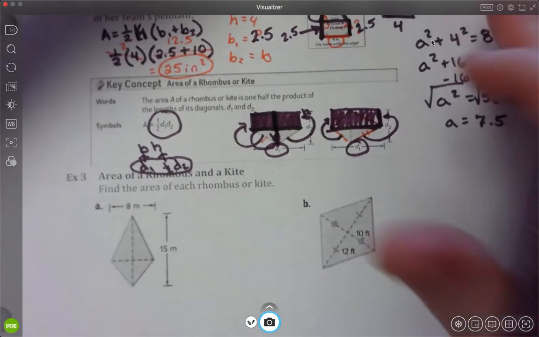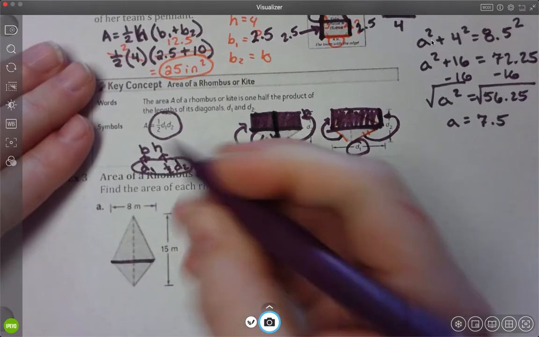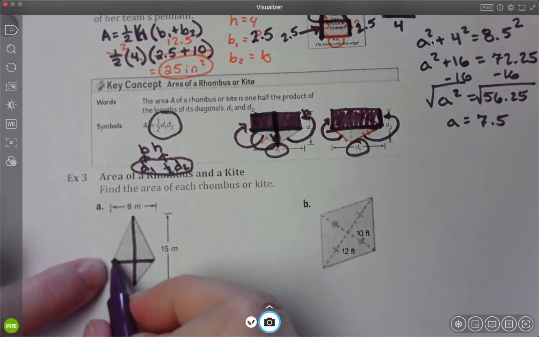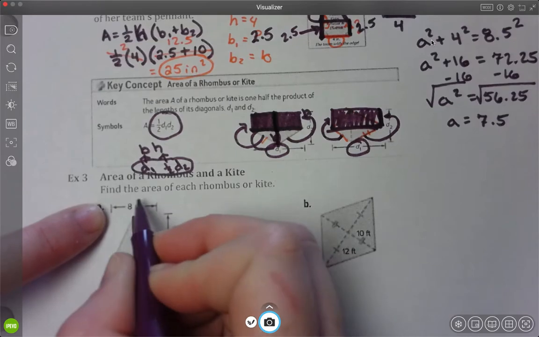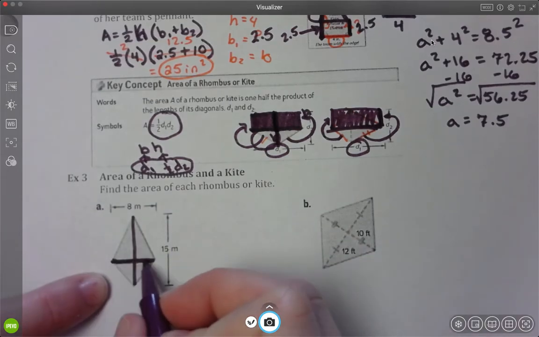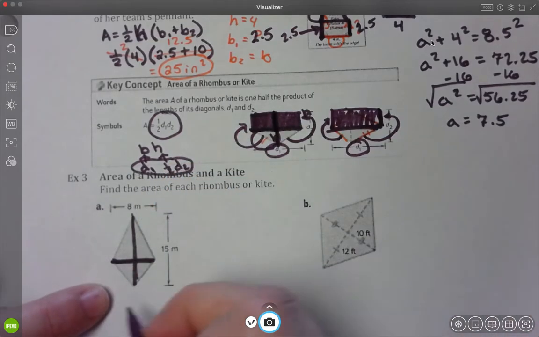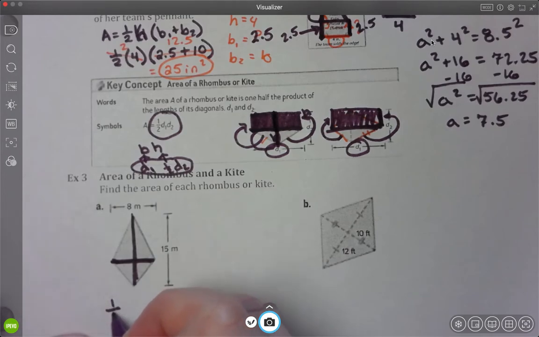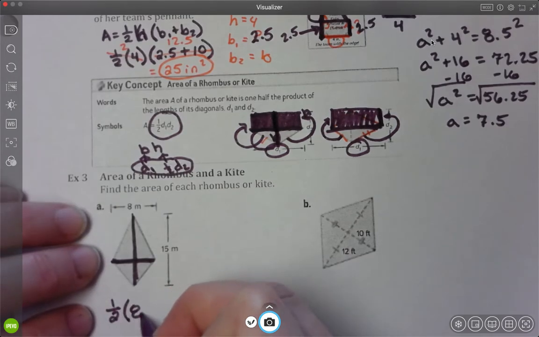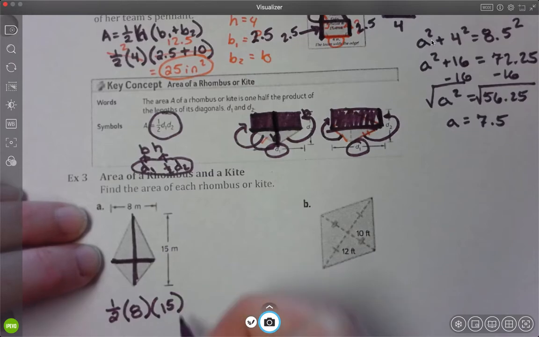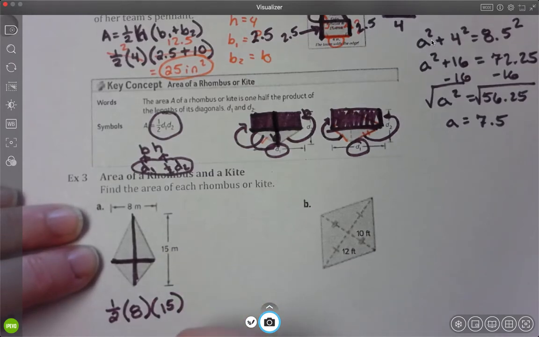It does not matter which one you label as your diagonals. It says the length from here to here is 8. That's kind of how they show it to you up there. So this is a length of 8, and this is a length of 15. Now, I can write this two different ways. I can write it half times 8 times 15, or I can write it half times 15 times 8.